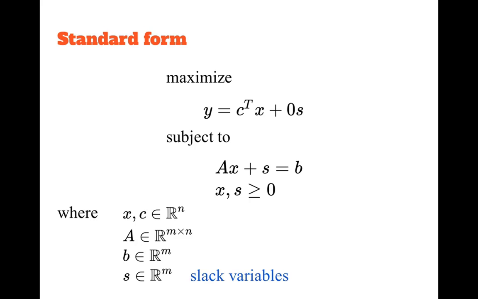Before we explore the simplex method, we should transform the original optimization problem into its standard form by introducing some slack variable s. The slack variable is used to transform the inequality constraint Ax less than or equal to b into the equality constraint Ax plus s equals b. Here s is an m-dimensional real vector and is non-negative. In general, dealing with the standard form is much easier than the general form of the optimization problem.